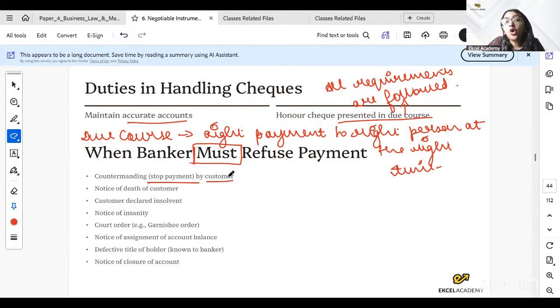Then the bank has no option there. The bank cannot choose to pay or not to pay. The bank will have to compulsorily follow the countermand demand of your customer. Okay, notice of death of the customer.